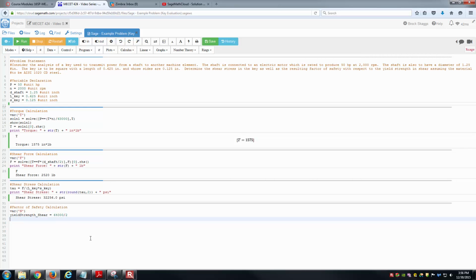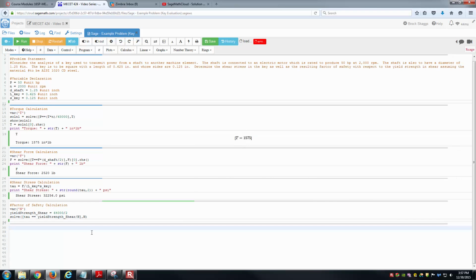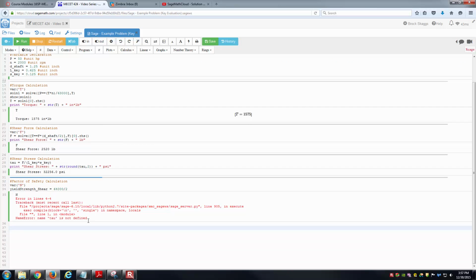And then how do we solve for that? Usually the formula is that the design shear stress tau d is S sub ys over n. And so that's the one that comes to mind. Our design shear stress we would set equal to the tau value, the shear stress we've already calculated. And so here I'll use solve again to do the algebra for me. And it would be tau is equal to that yield strength in shear value, and we divide that by n. And we're solving for n. And so this should give us an output here.